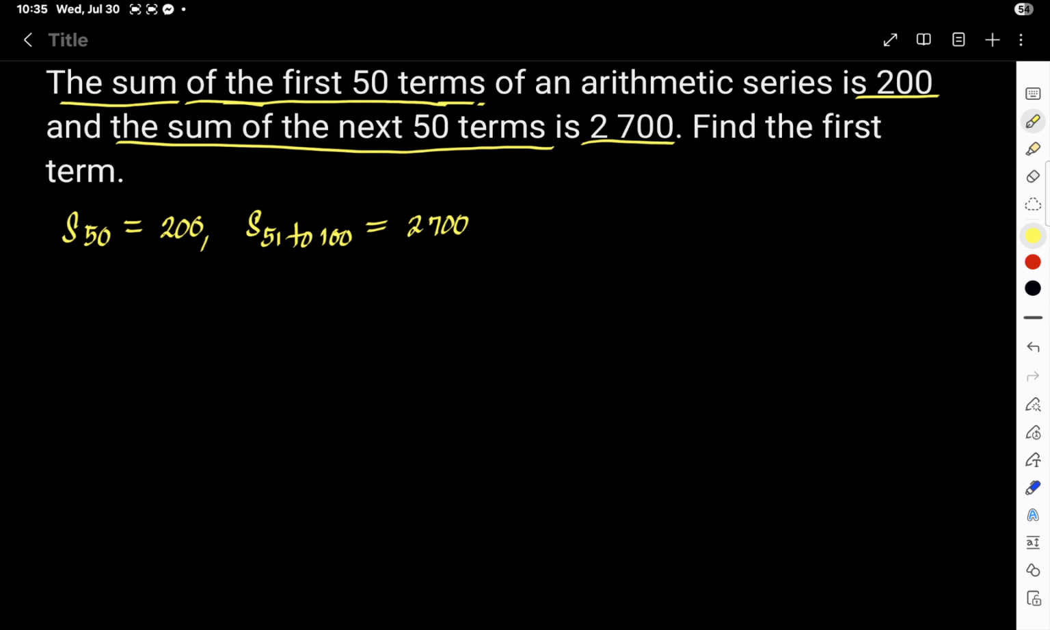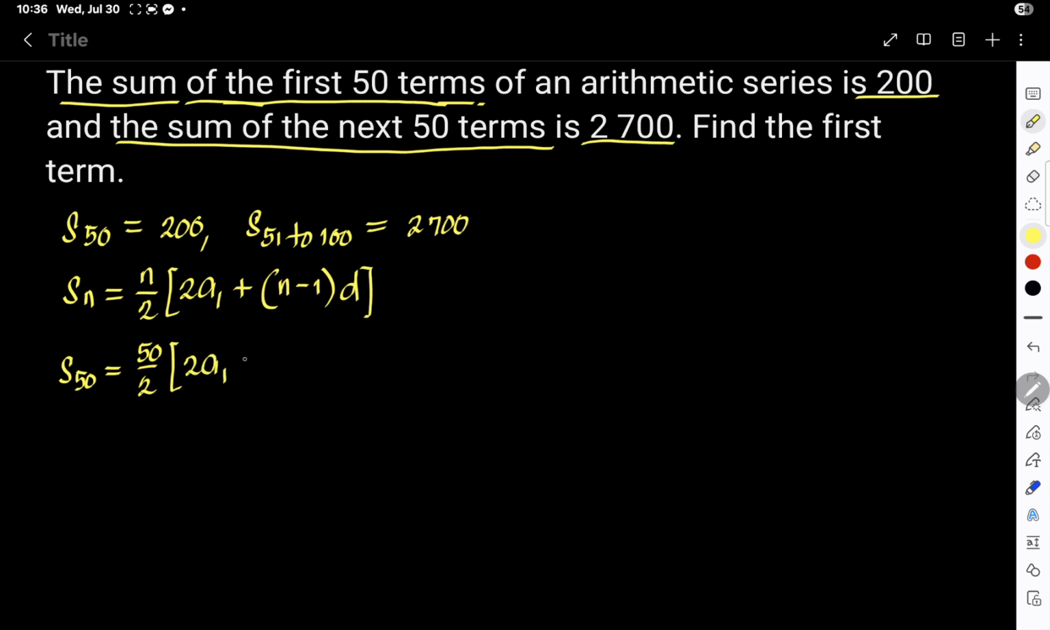For the given S sub 50 equals 200, let me write first the sum formula. So we have S sub n is equal to n over 2 times the quantity 2a sub 1 plus the quantity n minus 1 times d. So we'll have S sub 50 is equal to 50 over 2 times 2a sub 1 plus the quantity 50 minus 1 times d.